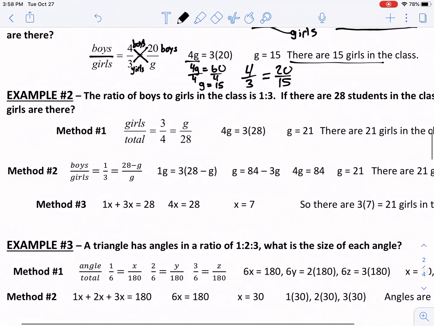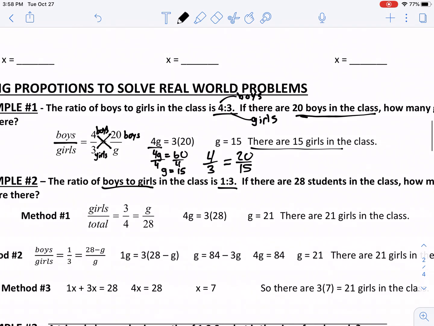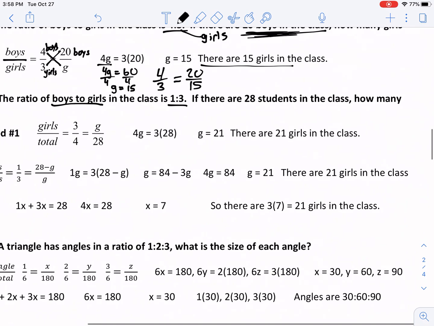The next one is similar. It says the ratio of boys to girls is 1 to 3. In other words, for every 1 boy, there are 3 girls. Now this one's a little bit different. In the last example, they told us the number of boys and we had to find girls. This says the total number of students. So they don't tell us boys or girls, they just tell us the total number of students.